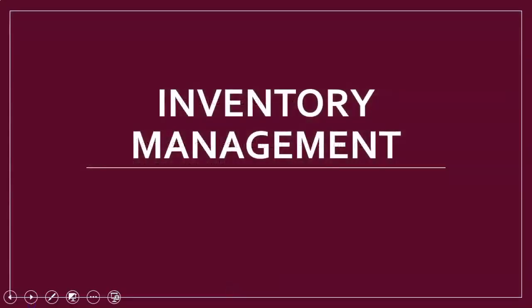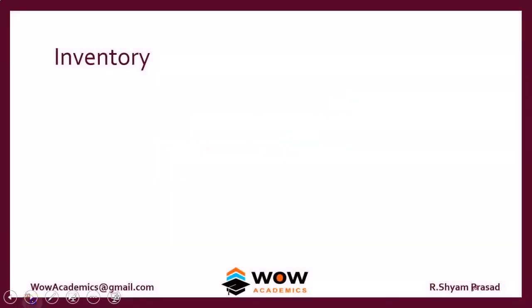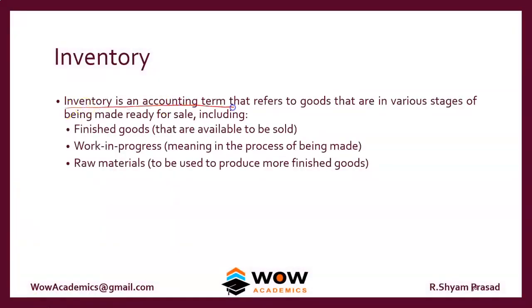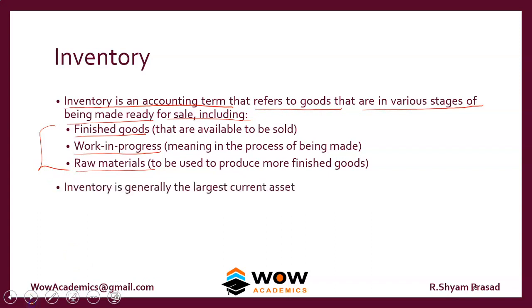So we'll move on to the next topic. It's called inventory management. Inventory is an accounting term that refers to goods that are in various stages of being made ready for sale. Inventory can be finished goods, work in progress, or raw materials. All of these are commonly referred to as inventory. Inventory is generally the largest current asset in a company.